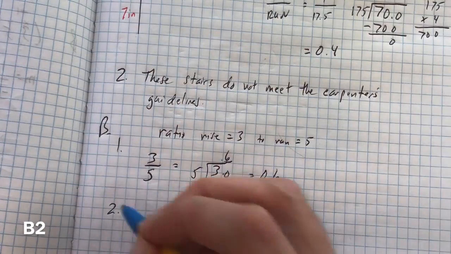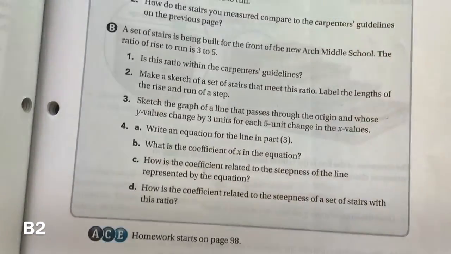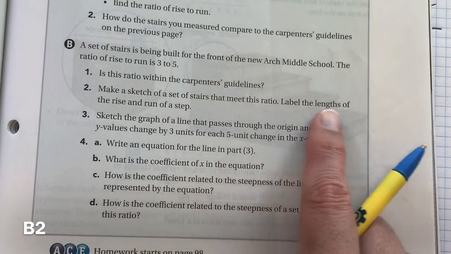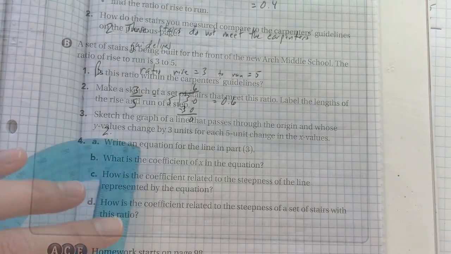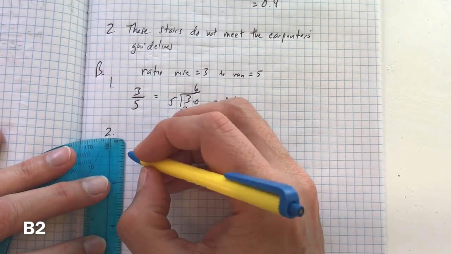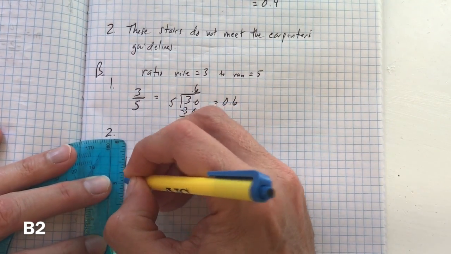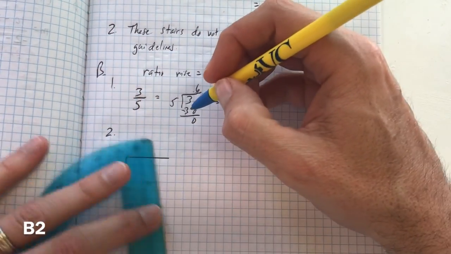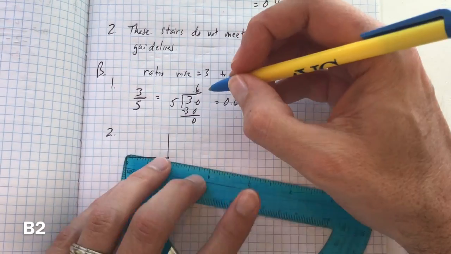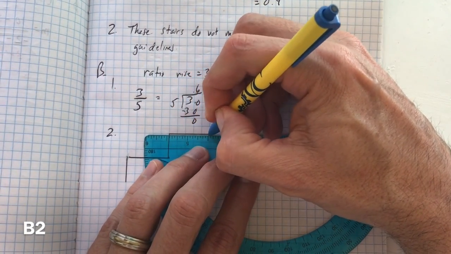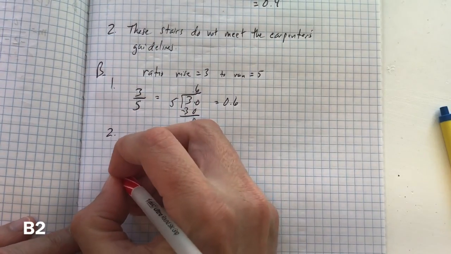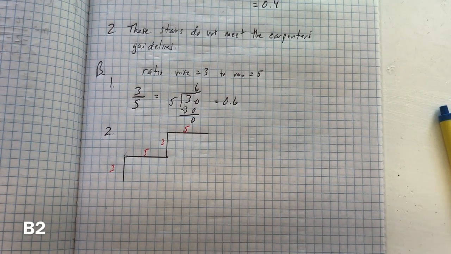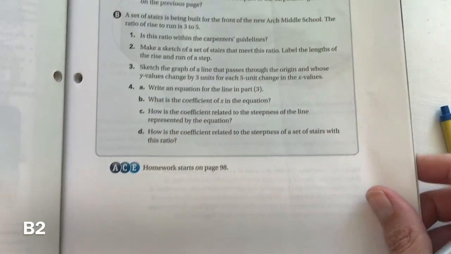Okay? So number 2. It says there, make a sketch of a set of stairs that meets the ratio, and label the lengths and rise to run of the step. So I don't need to worry about it being exact, but you can just label those here, but I'll do that anyway. So we got the rise is 3, the run is 5. I'm going to label those. So I've got 3, 5, 3, and 5. And there are my lengths. So you can see that's what they asked us to do.